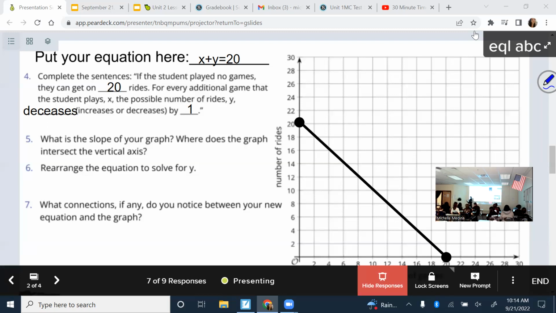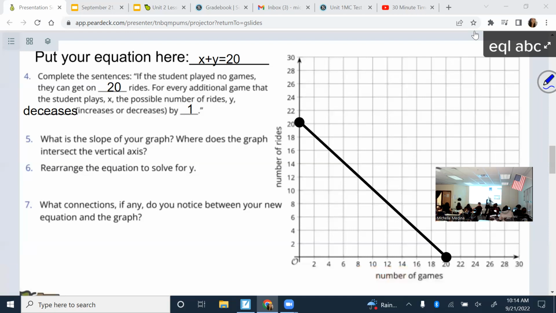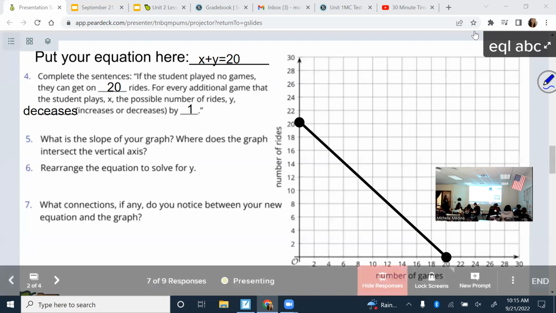And how do we know that it decreases by 1? Because that is how much each game is. All right, so each game is $1. So if I decide to play one more game, then the ride decreases by 1, right? Because they both actually cost $1. So good, correct. This is correct. Now for the slope, let's see.